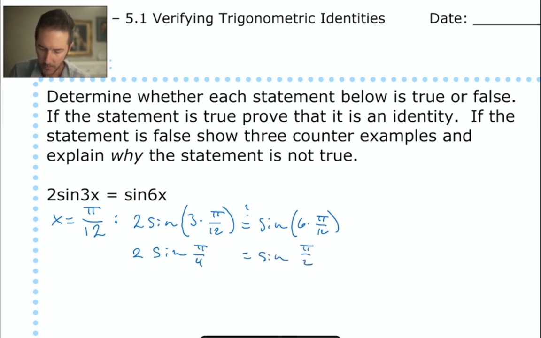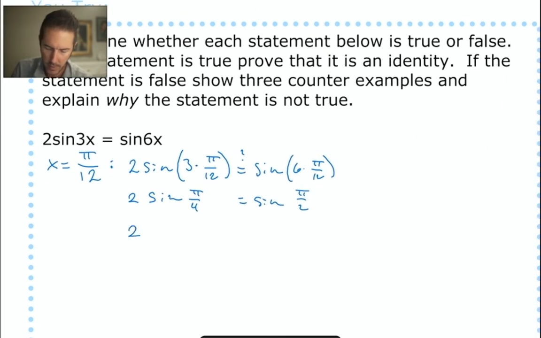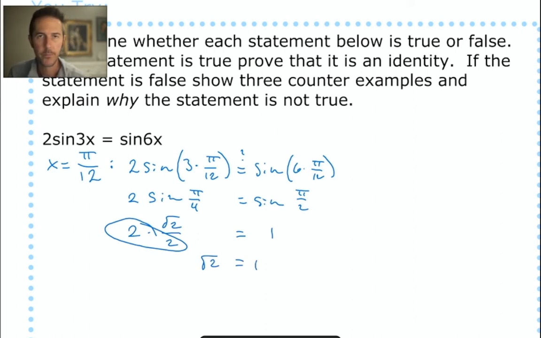And then let's evaluate these trig functions. On the left-hand side, we have 2 times, and the sine of pi over 4 is root 2 over 2. On the right-hand side of the equation, the sine of pi over 2 is equal to 1. On the left-hand side, these 2's are going to cancel out, leaving us with a statement that says the square root of 2 is equal to 1. I don't think so.